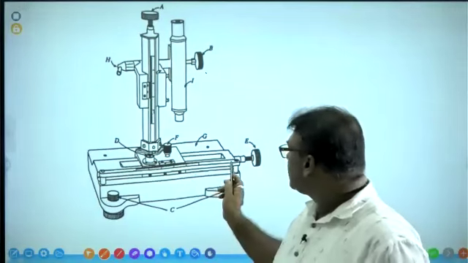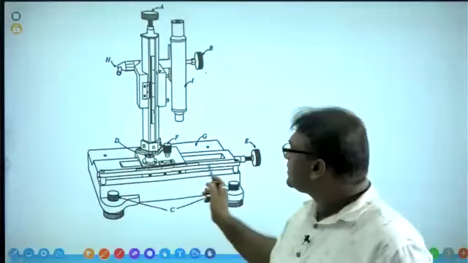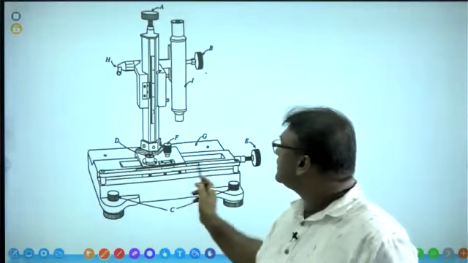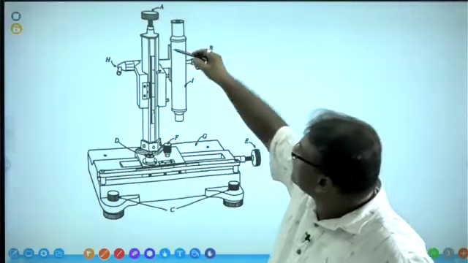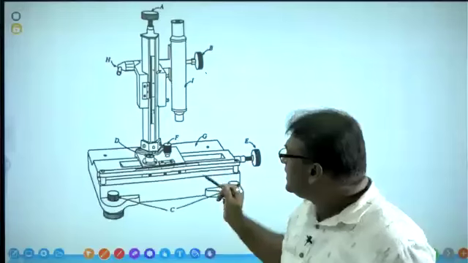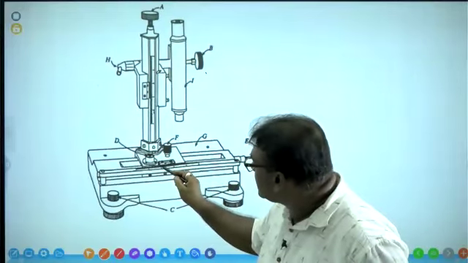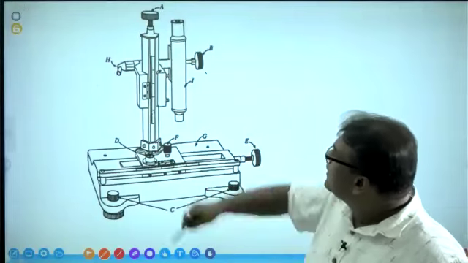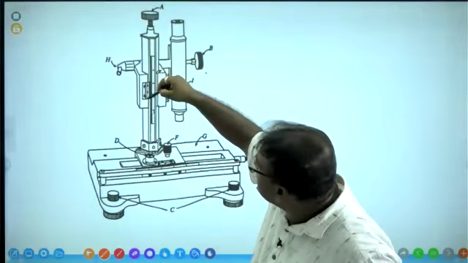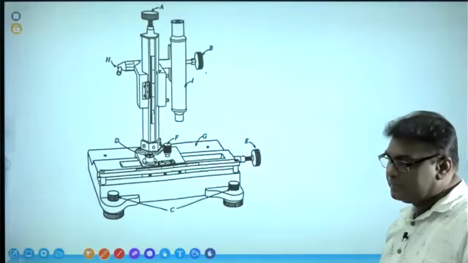And here we have the main scale. This one is the main scale. It is not having the symbol, main scale. And this one is also a vertical main scale. This one, the horizontal main scale. And here we have the vernier scale. This one, the horizontal vernier scale. This one, the vertical vernier scale right here. Like that, okay? Right.